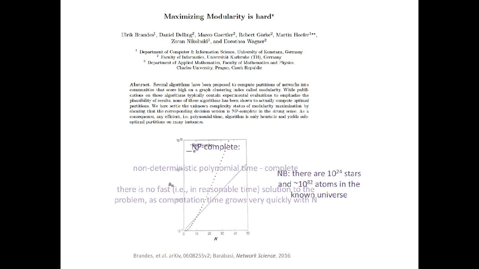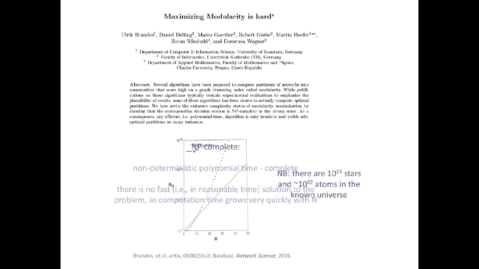By the time we get to a network of around 38 nodes, we've got 10 to the 30 different partitions. By comparison, there's 10 to the 24 stars in the universe and 10 to the 82 atoms. So these are literally astronomical numbers. And most brain networks are in the regime of 100 to 1,000 nodes. So there's no way we could do an exhaustive search of all possible partitions and find the optimum partition. So that means that we have to use heuristics.